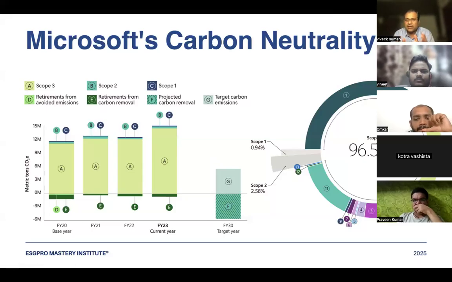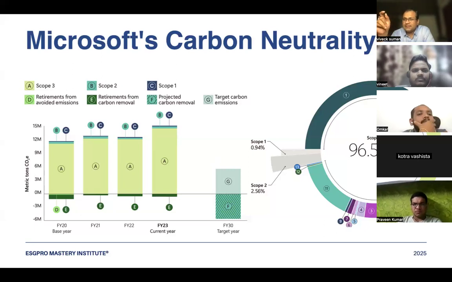So how many of you understood that there are three places the major emission is coming from? The first one is the raw material, which includes their software as well as hardware. Raw material is not always goods, it's also service.